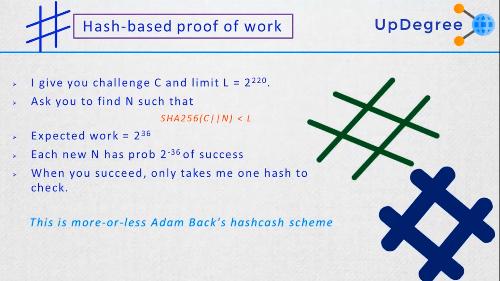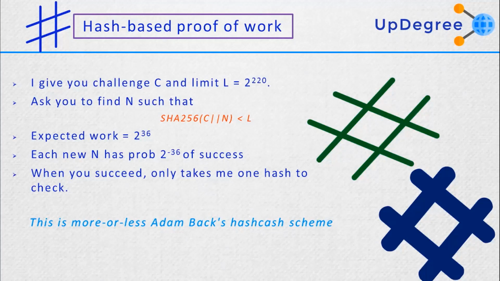Here you have a hash-based proof of work, because you can define the challenge space as 2^220. That's a kind of limit, and you typically look for a value such that SHA-256(C||N) is less than L. That means you can have a 2^-36 probability of success, and when you succeed, it takes only one step to check. That's like Adam Back's hashcash scheme.